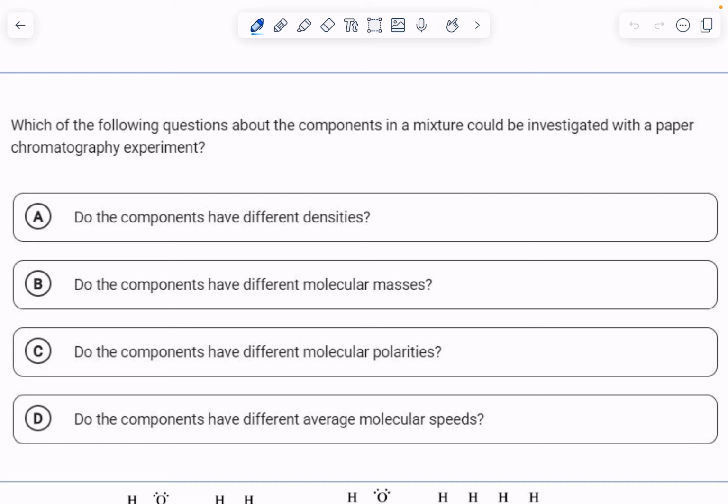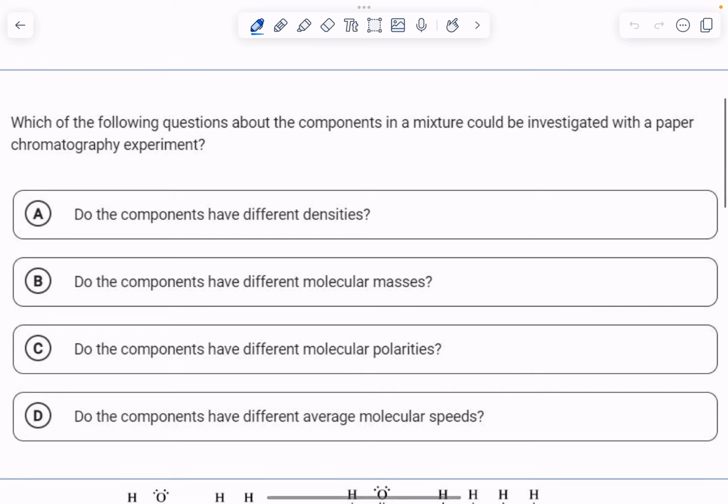Now, without even looking at the answer choices, the purpose of paper chromatography is to distinguish between two different polarities of a substance. It could be a dye, it could be other things. And we're trying to find the answer choice that's going to talk about polarities or differences in intermolecular forces.